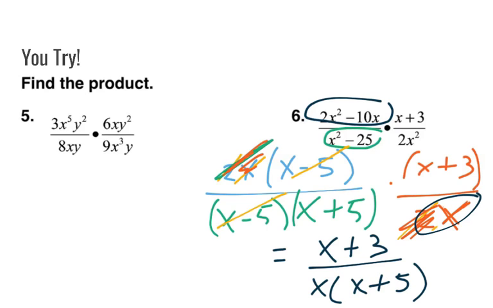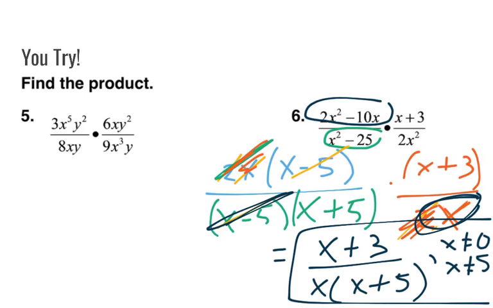And that'd be my answer, except for what are all the things I canceled? I canceled an x down here, so I have to say, oops, not equal, comma is what I meant to write. X cannot equal 0. And what else did I cancel? I canceled this. So x cannot equal 5. Then we're good to go. Then those two things are in fact equal.